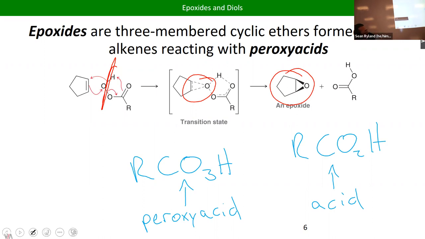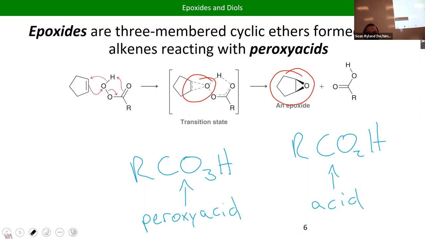And so epoxides are not all that stable, right? So we're making a three-sided ring. There's a lot of strain energy there because these are all supposed to be tetrahedral electron geometries, right? But we're forcing it to be a ring, which is going to have bond angles close to 60 degrees.